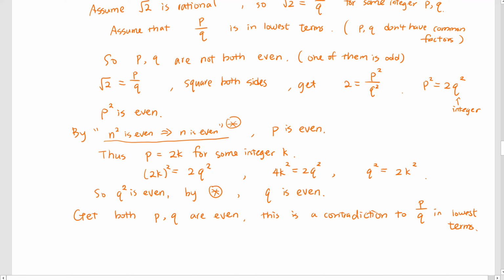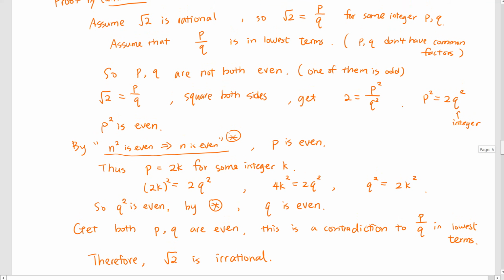So whatever we assumed is false. So square root 2 is not rational. Therefore, square root of 2 is irrational. Okay, so that finishes the proof.